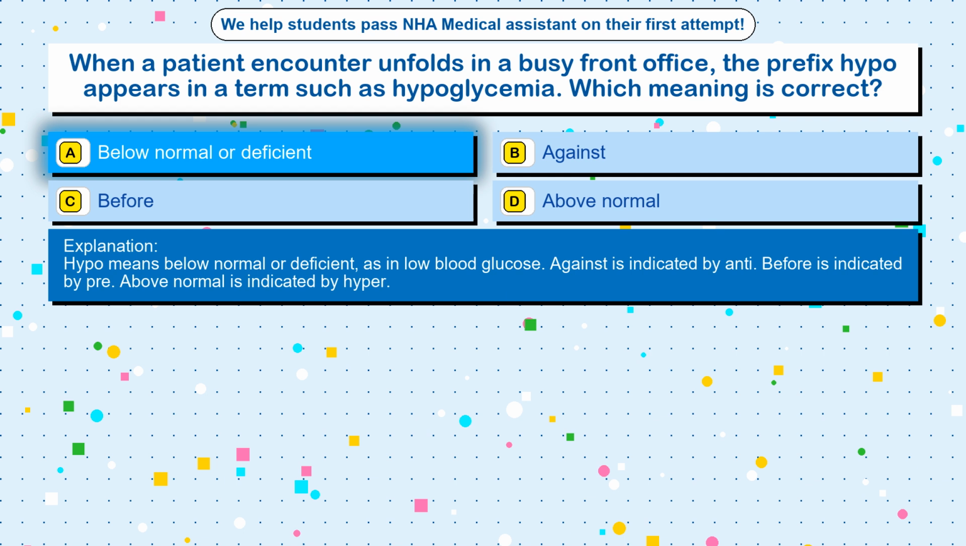Hypo means below normal or deficient, as in low blood glucose. Against is indicated by anti. Before is indicated by pre. Above normal is indicated by hyper.